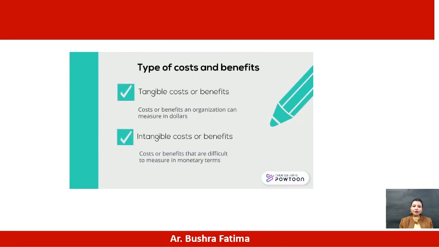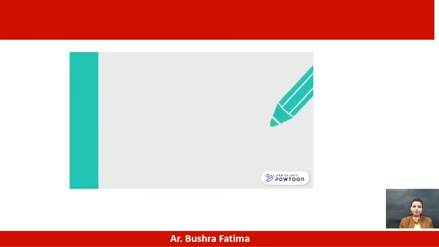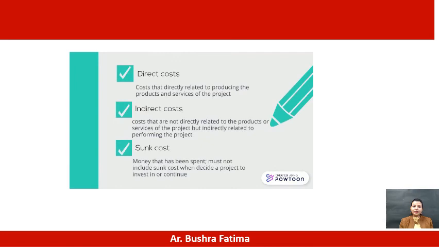Types of costs and benefits: tangible costs or benefits are costs or benefits an organization can measure in dollars. Intangible costs or benefits are costs or benefits that are difficult to measure in monetary terms. Direct cost is the cost directly related to producing the products and services of the project. Indirect costs are costs that are not directly related to the product. And sunk cost is money that has been spent; you must not include sunk cost when deciding whether to invest in a project or continue it.